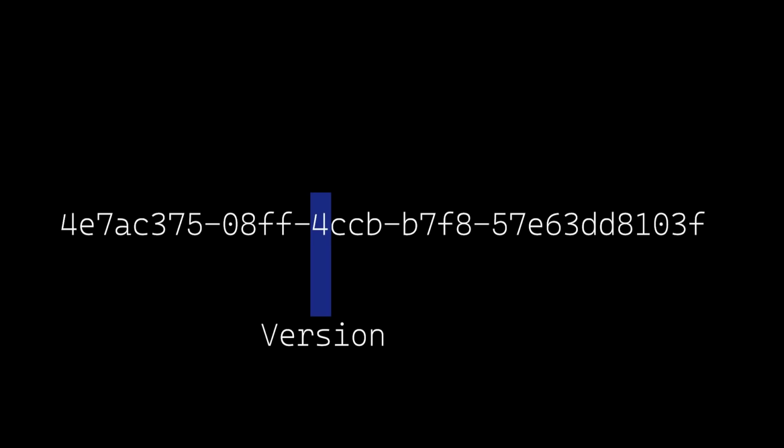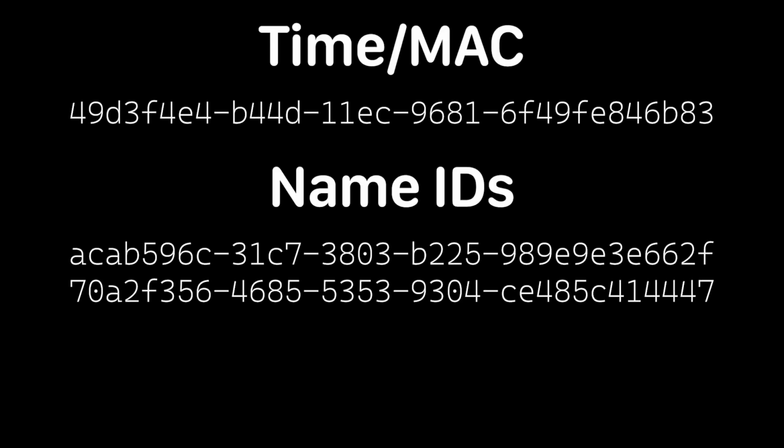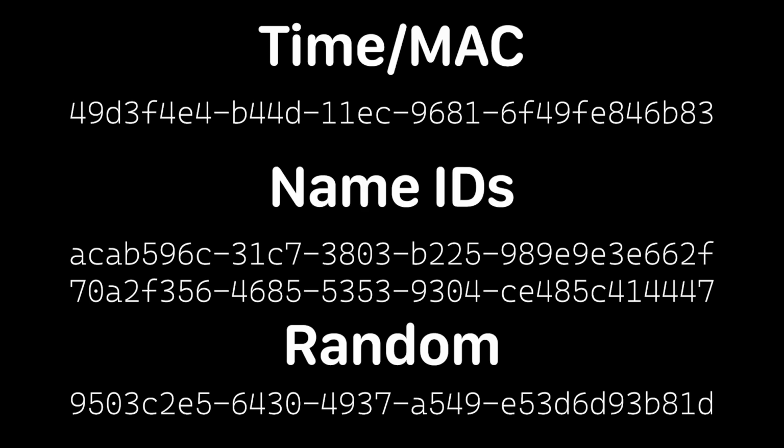So there's 5 different types, I believe. They generally fall into 3 different categories. So the first is time and MAC address based UUIDs. That's going to be versions 1 and 2. We also have name-based IDs. That's going to be versions 3 and 5. And we have random IDs, so version 4. And the right one for you to use for your system really depends on what you're trying to accomplish. So let's look at them a little more closely. So our original example is random.